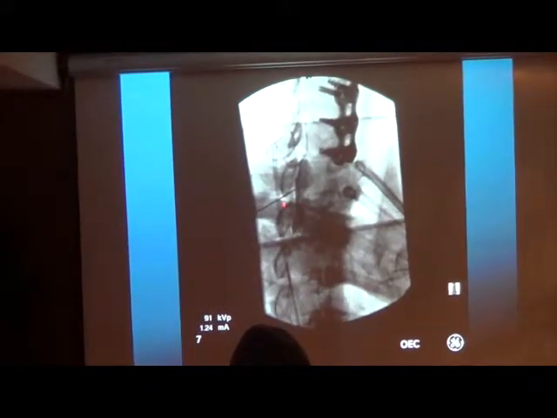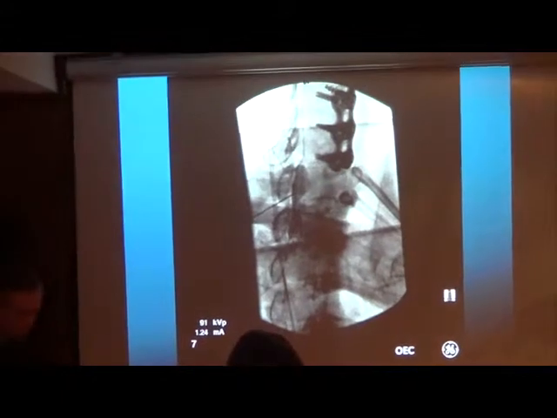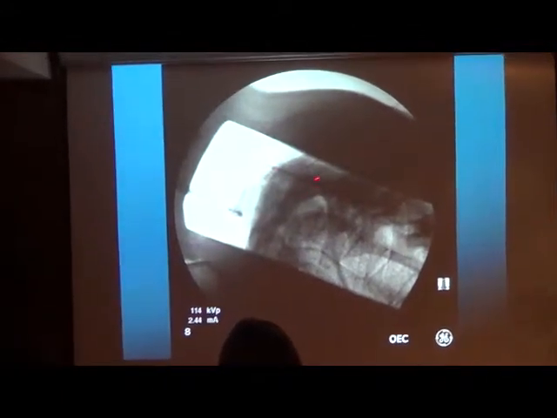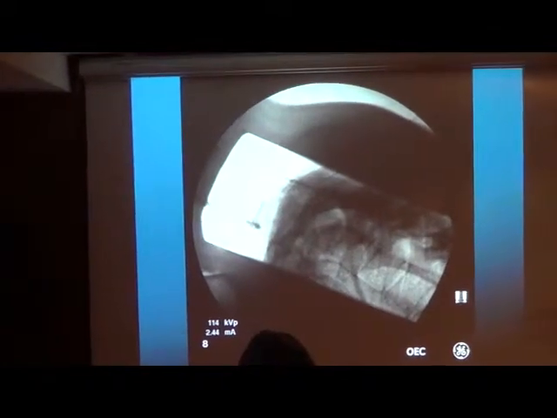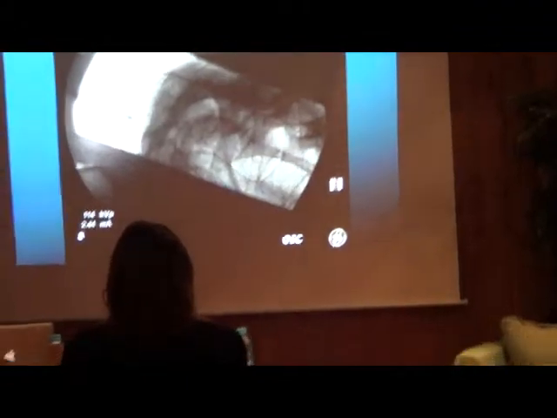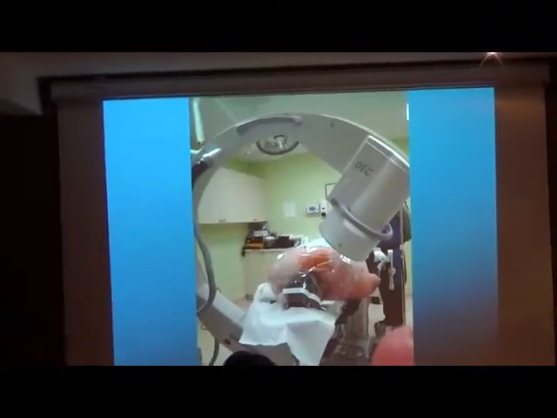Dye injected, and you can see the spread, the epidural spread of the contrast. And I confirm this spread with the lateral fluoroscopy, and it's very difficult to see. That's why contralateral oblique has a lot of advantages, especially with the prone placement of the patient.